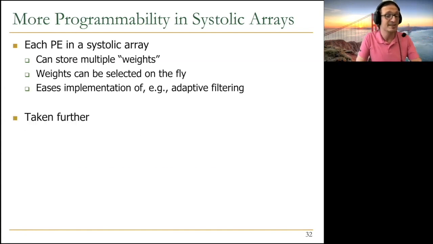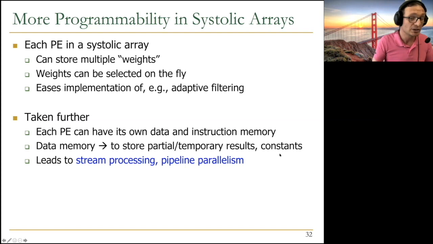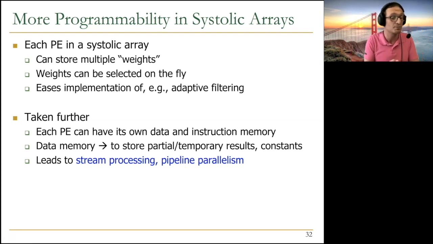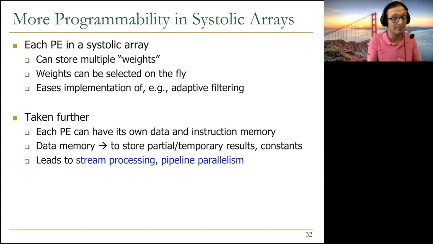And taken further, this idea leads to maybe each processing element having its own data and instruction memory as well, so that they can store intermediate results, partial results, constants, for example. That would be very useful. And instruction memory, so that you can do some general purpose processing as opposed to being limited to really fixed function processing, right? And this has enabled ideas like stream processing and pipeline parallelism. Basically, you stream data into a set of processing elements that are organized in some fashion. Each processing element has a small amount of memory. It still does maximum operations on the data you stream through it, but it uses its instruction memory and data memory to actually maximize its efficiency and programmability.